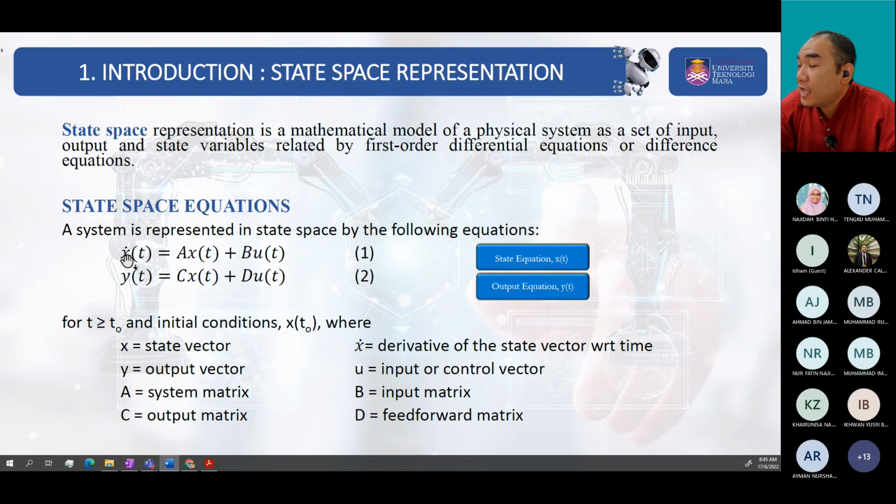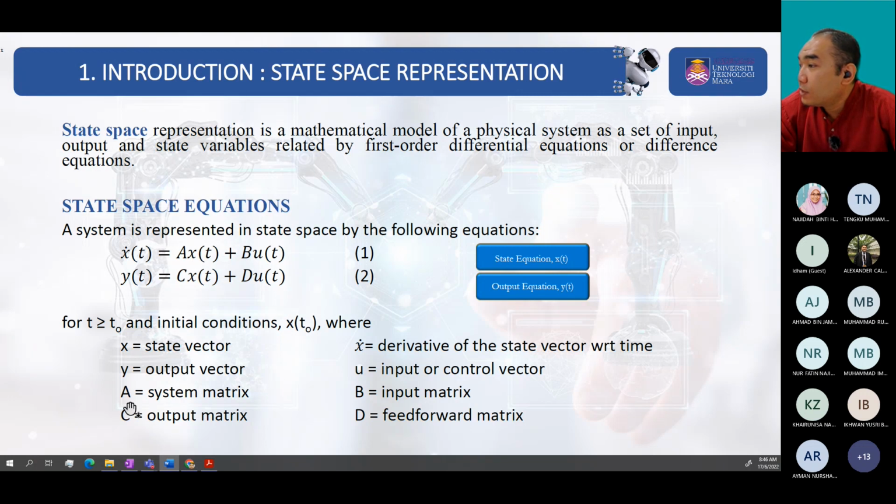And then we got x dot of t equal to Ax of t plus Bu of t. Okay, y of t equal to Cx of t plus Du of t. Okay, x of t is a vector. Okay, a first order differential equation vector. A is what we call the system matrix. Kita panggil matrix A sebagai system matrix. And then we got x of t as our state vector. Kan, x adalah kita punya state vector.